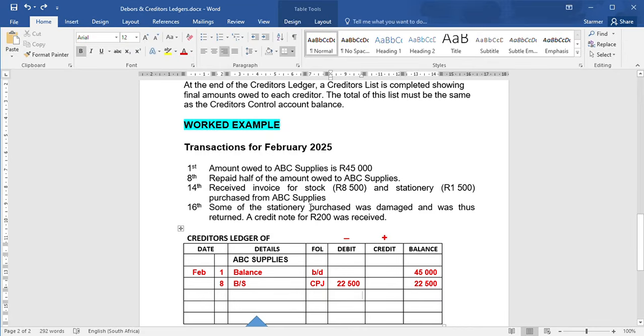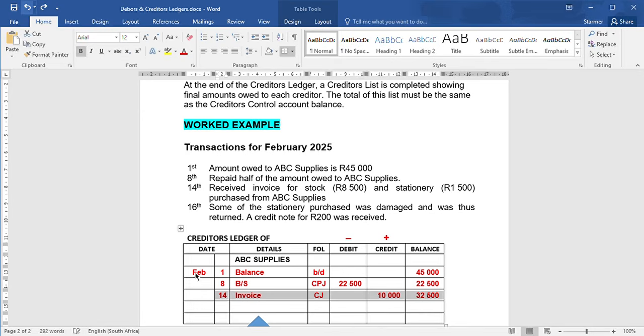The next one says received an invoice for stock and stationery purchased from ABC Supplies. If you're purchasing, you're going to receive an invoice here, and if you take the two amounts that you're purchasing, you would get one invoice. So you take 8,500 plus 1,500, and that's where I get 10,000 from. The balance is now going to be 22,500 plus 10,000. That's where I got the 32,500 from.